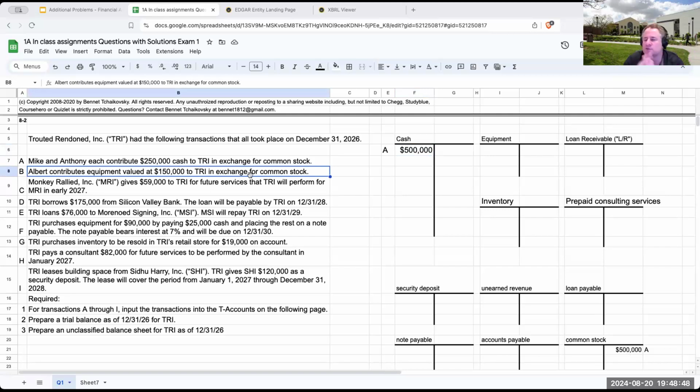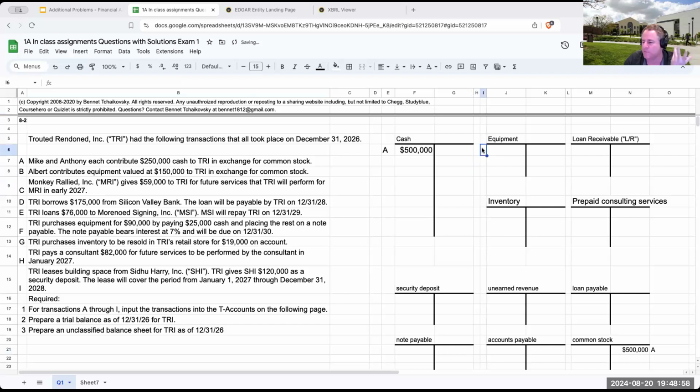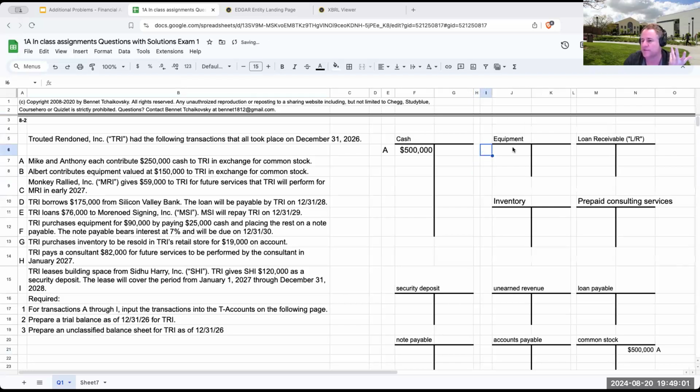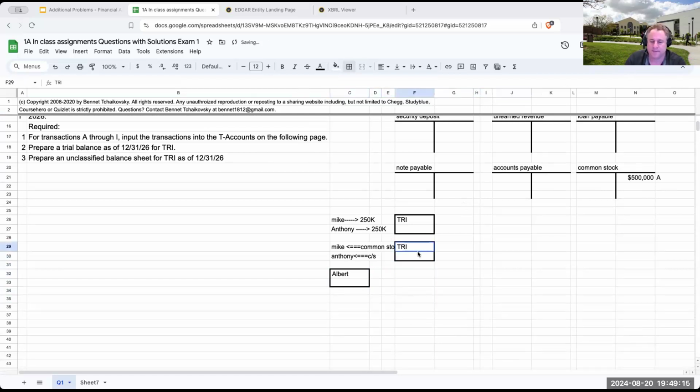Now, this is also something that's important. Not only can you contribute cash, you can also give equipment, right? So many businesses, when they're started, if you've made some intellectual property, you might contribute a patent or something else like that. But don't worry about that for right now. So I'm TRI. What's happening with TRI is I have Albert, who is giving TRI equipment.